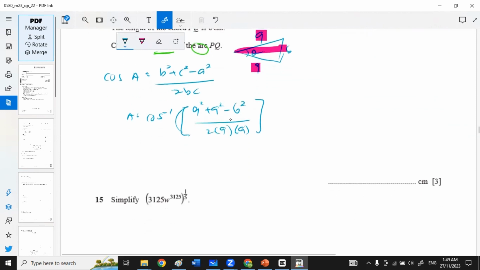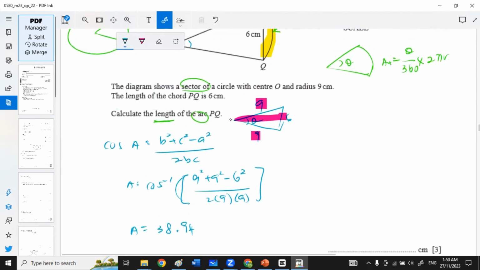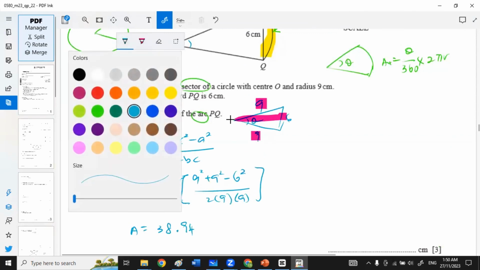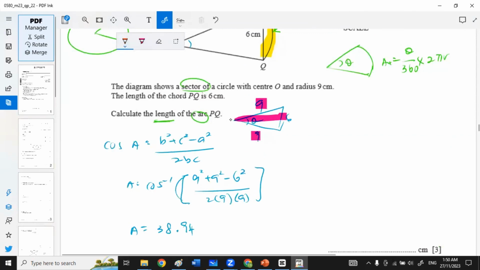Calculate, you should get 38.94 for the angle. So now you can calculate your arc. It's the angle over 360 times 2 pi r. That will give you 38.94 over 360 times 2 pi times 9. Calculate, you should get 6.12.